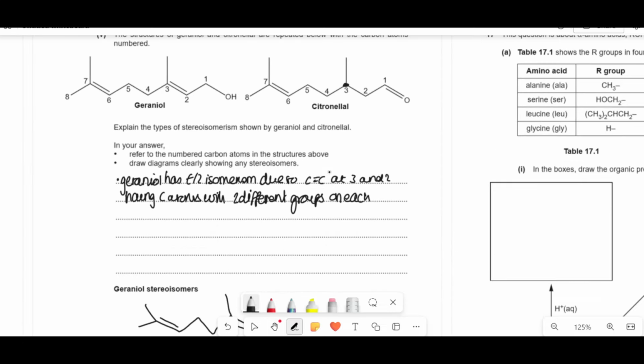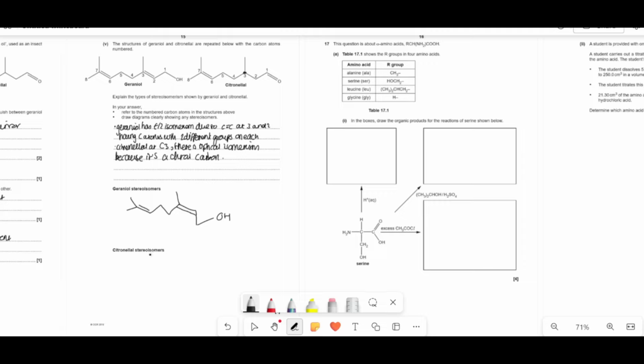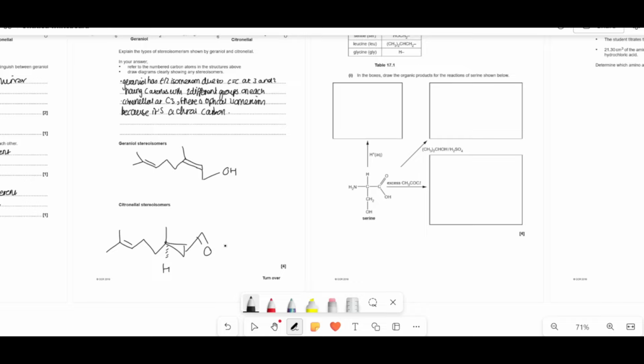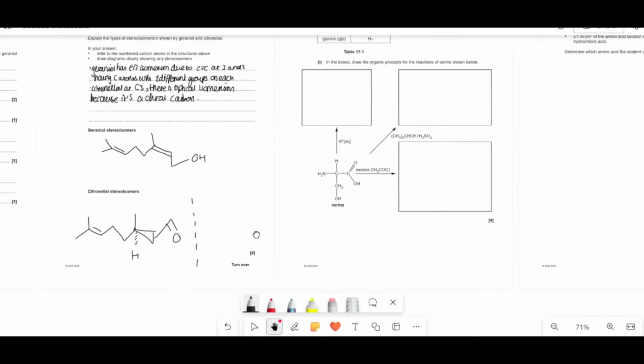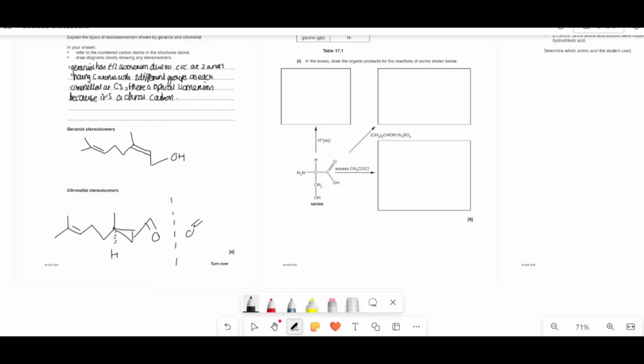If that's chiral, then we're going to have optical isomerism. So you would say that in citronellal, at carbon 3, there is optical isomerism because it is a chiral carbon. When drawing chiral centers skeletally, you just replace the straight lines with wedges and dashes where needed. One of them is going to be a dashed line and then a wedge, and the rest of it is like that. Or you could draw the whole thing out as well. Because it's optical isomerism, it's a mirror image, so on the other side you just draw the mirror image of what you've just done. Oh, this is going to be tricky.